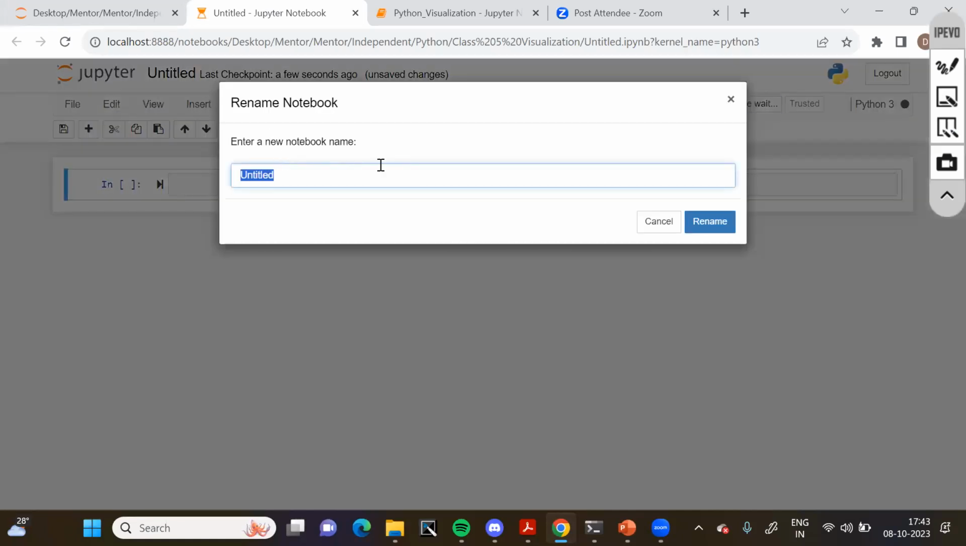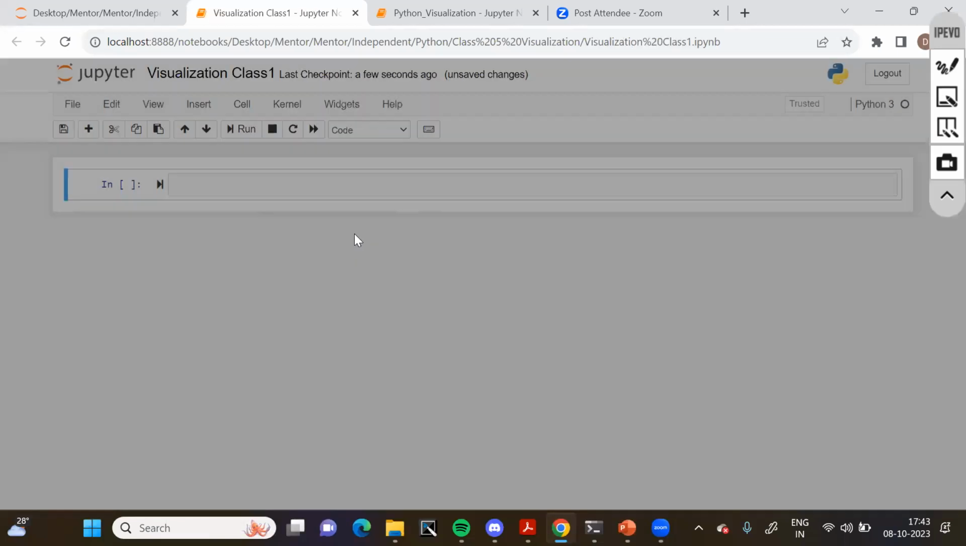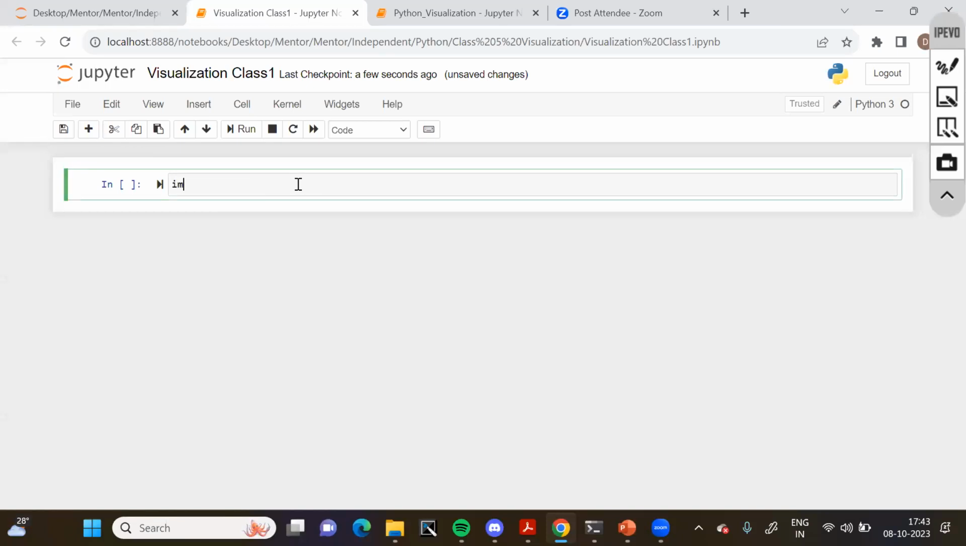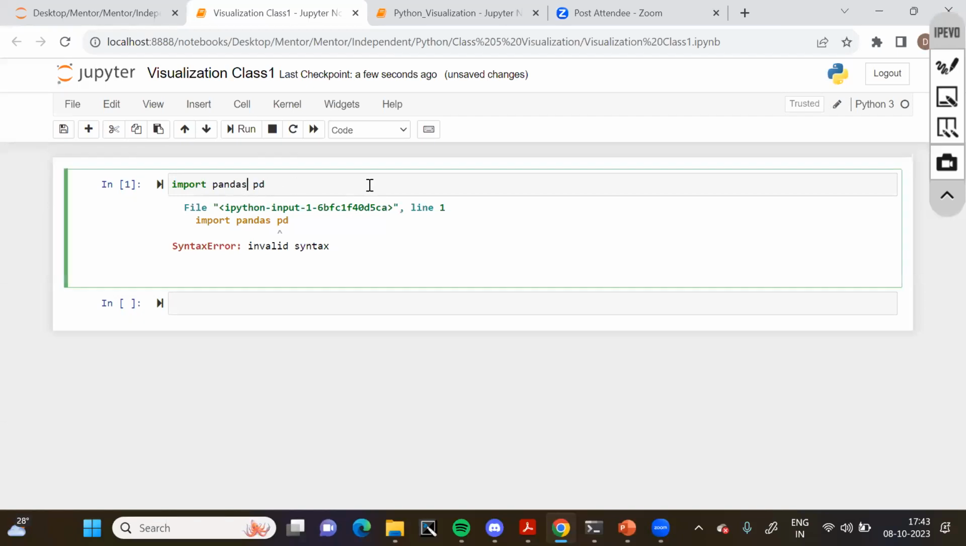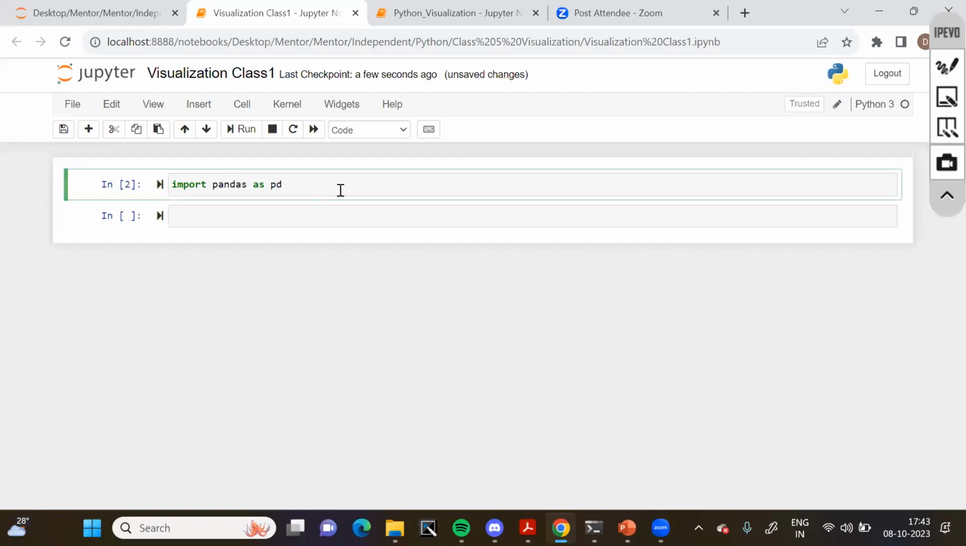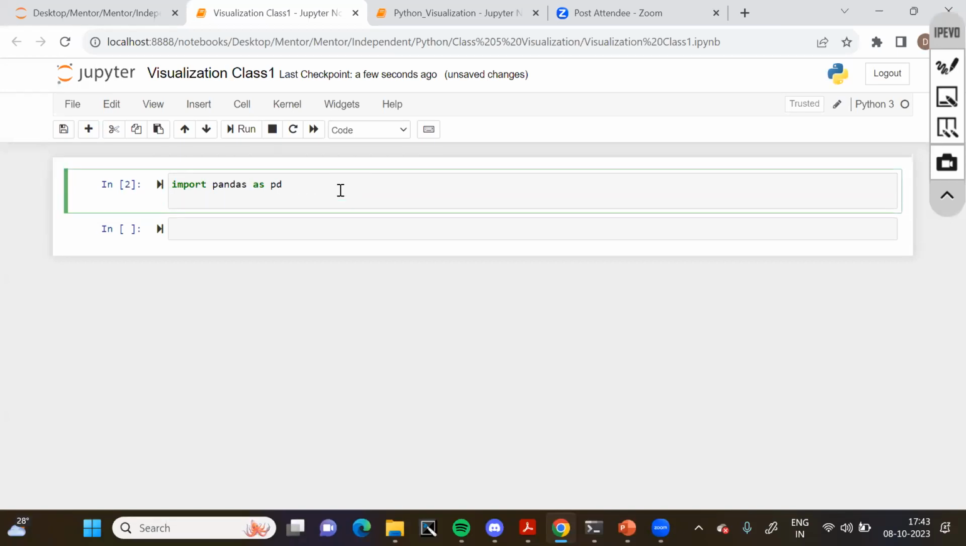So your visualization. First, if I want to import any file, what do I need to import? The Pandas package, right? Fine. So aliasing is done. Now for your visualization, I need to import.